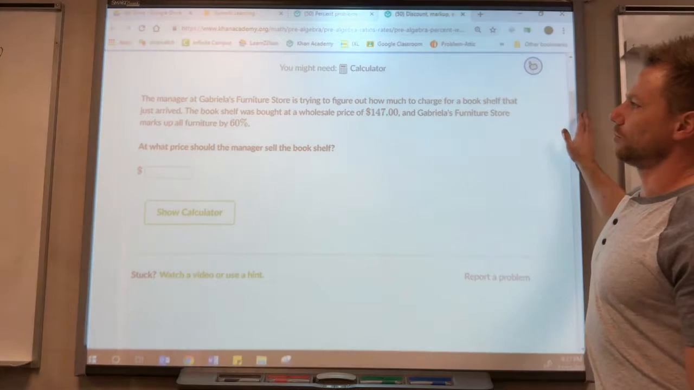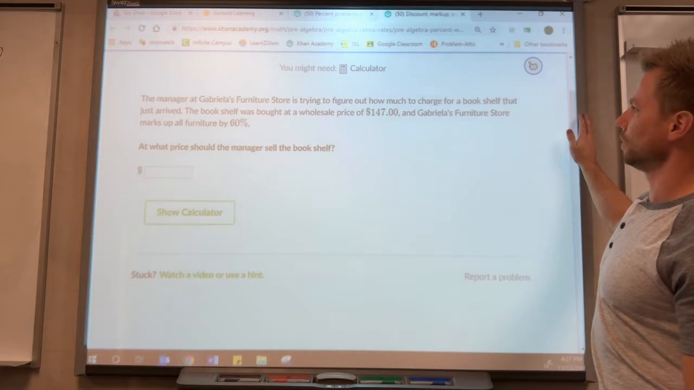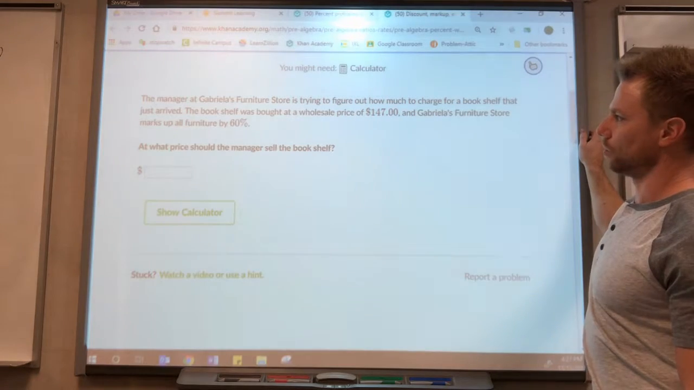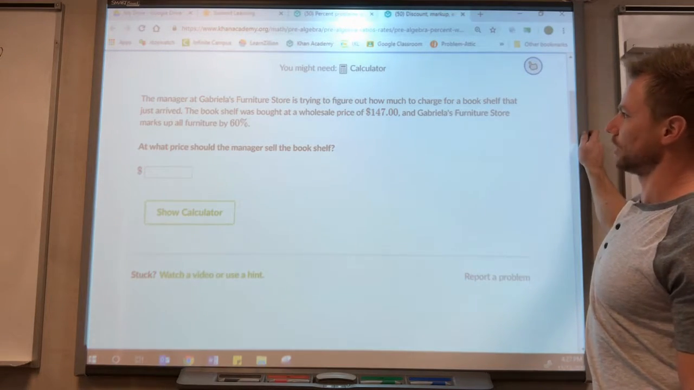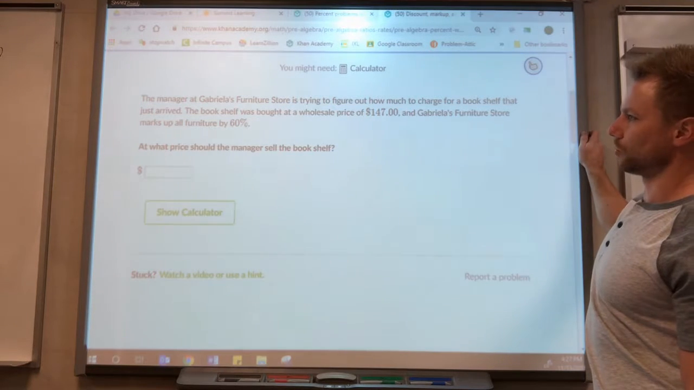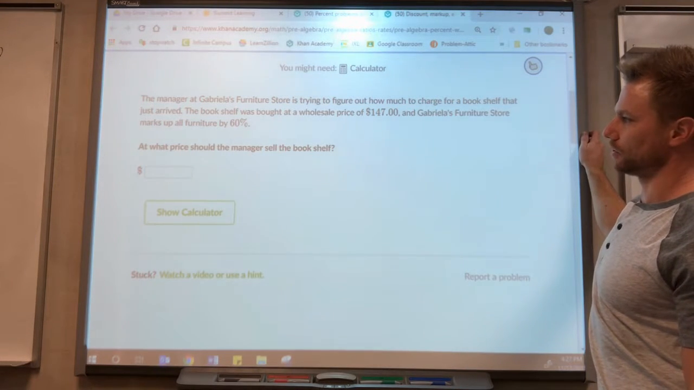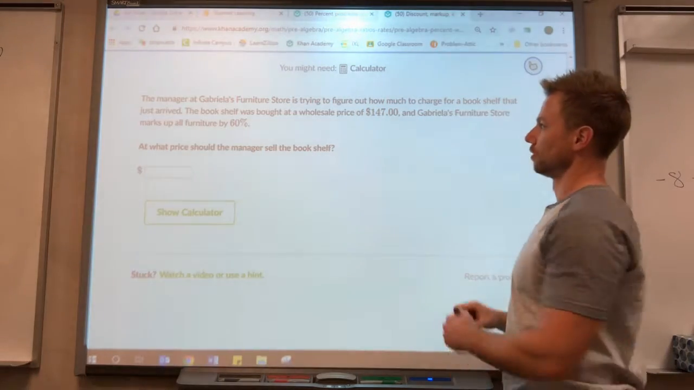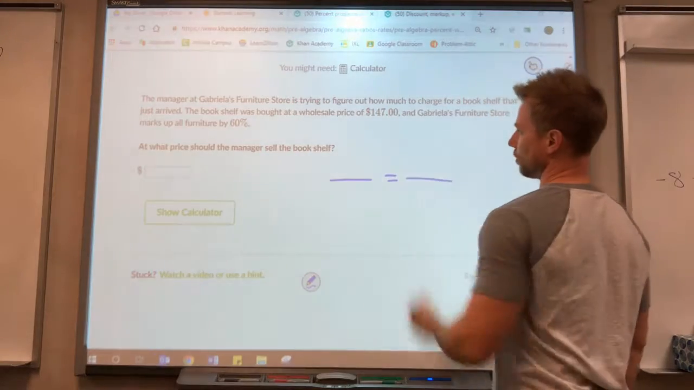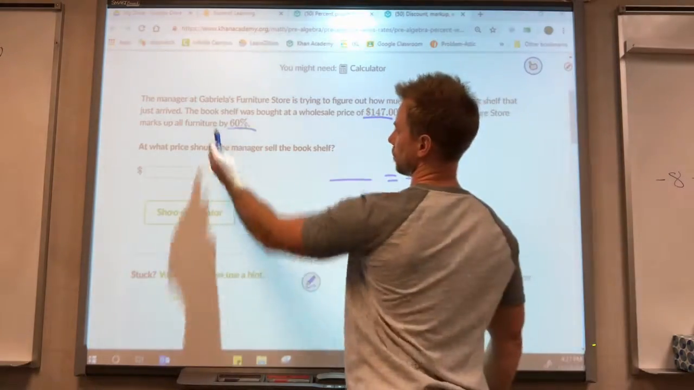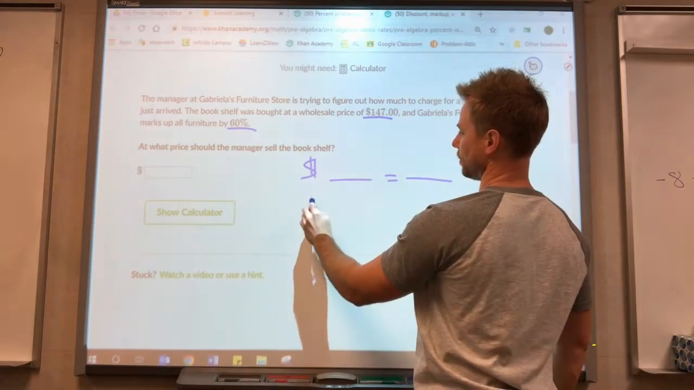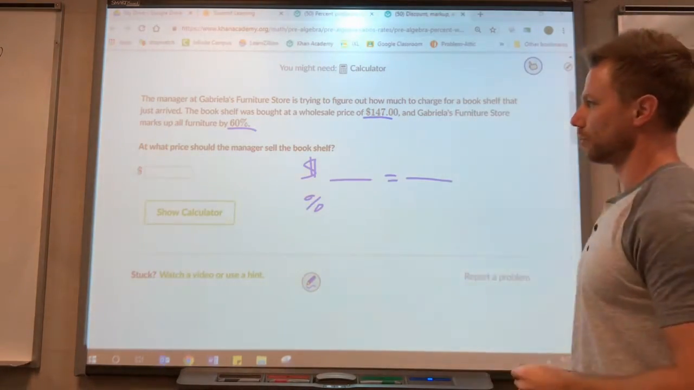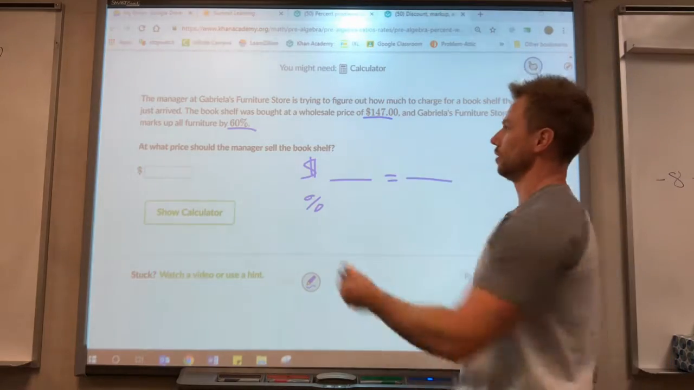Okay, the manager at Gabriella's furniture store is trying to figure out how much to charge for a bookshelf that just arrived. The bookshelf was bought at a wholesale price of $147, and Gabriella's furniture store marks up all furniture by 60%. At what price should the manager sell the bookshelf? Okay, again, we're setting up a proportion. Our labels are money and percent. Okay, 147 was the original price.